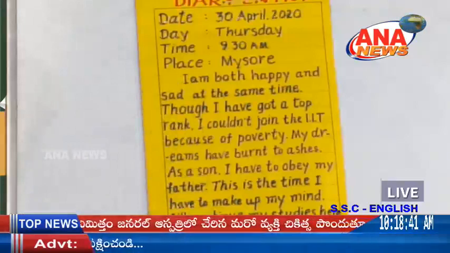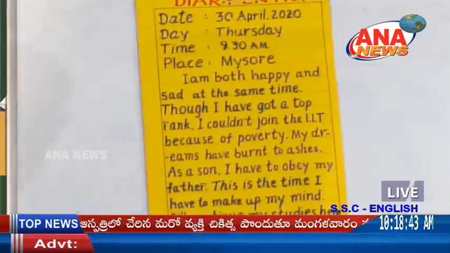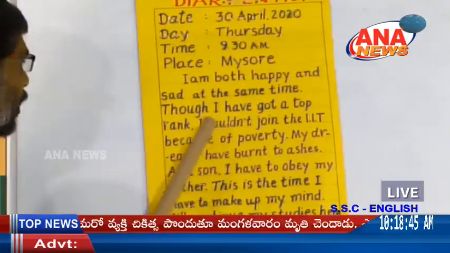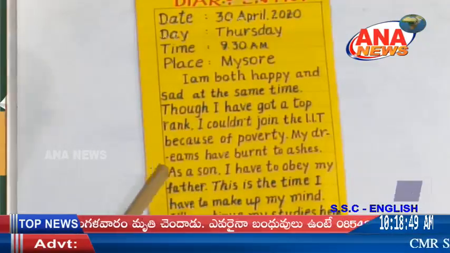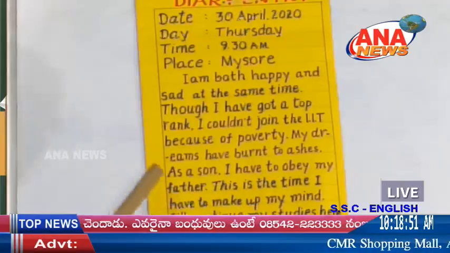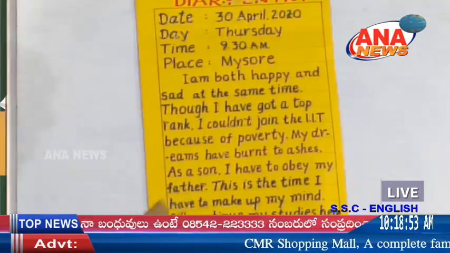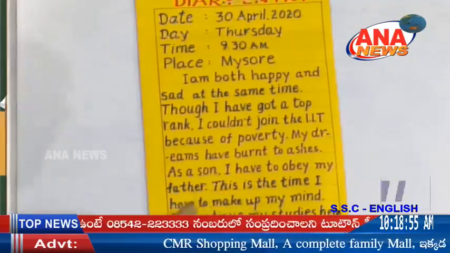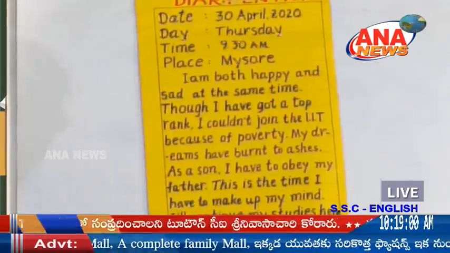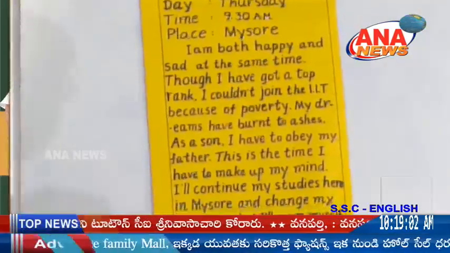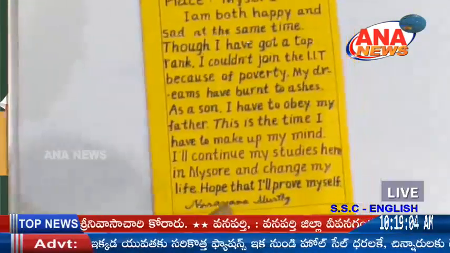I am both happy and sad at the same time. Though I have got a top rank, I couldn't join the IIT because of poverty. My dreams have burned to ashes. As a son, I have to obey my father. This is the time I have to make up my mind. I will continue my studies here in Mysore and change my life. Hope that I will prove myself, Narayanamurthy.